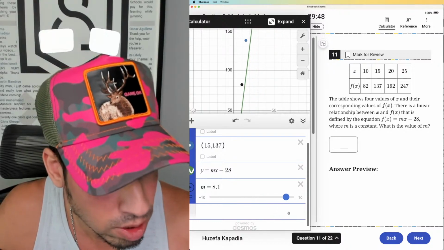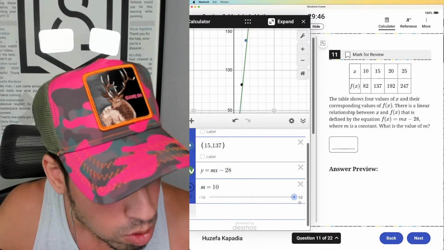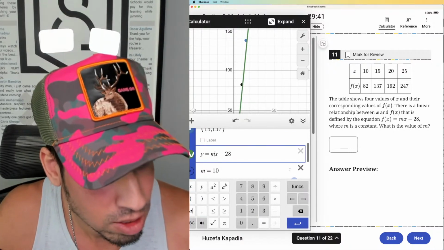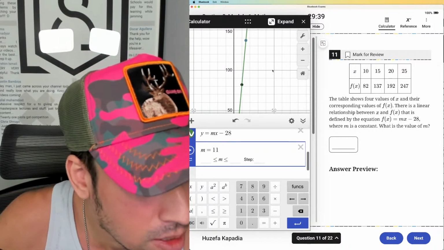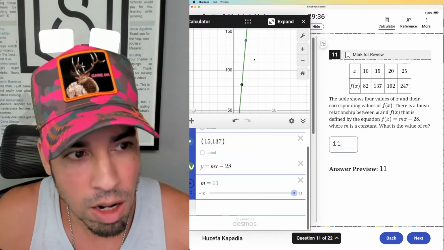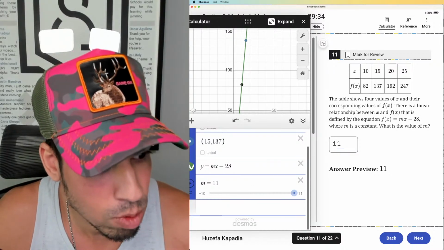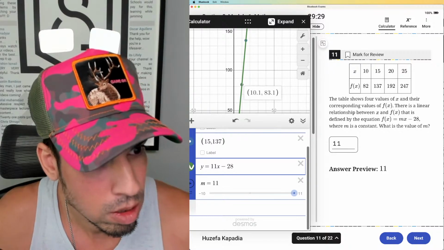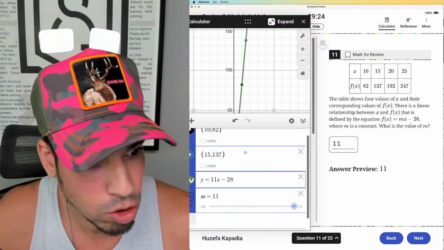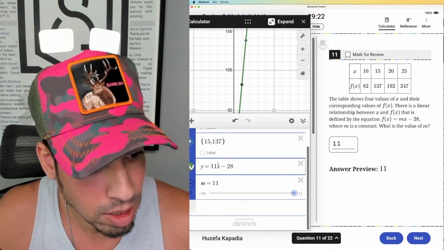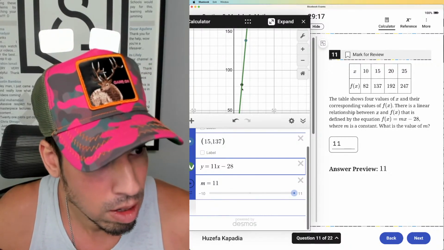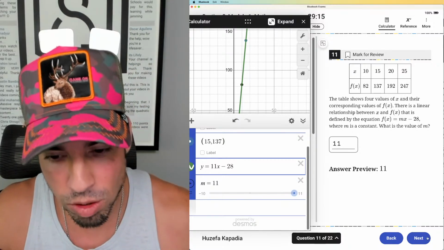And then you can kind of get to that point. Ooh, okay. It almost worked. Wait, hold on. 10. Let's try 11. Okay, it's probably 11, all right? But you see how we can just do it graphically. Now I'm going to straight up plug it in, and let's see if it actually hits those points. 10, wait, what is this point? 10, 82. Well, if I plug in 10, I get 110 minus 28, which is 82. I plug in 15, I'm sure I get that. Yeah, so 11. We use Desmos, boom, done.